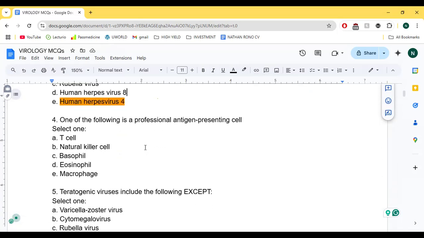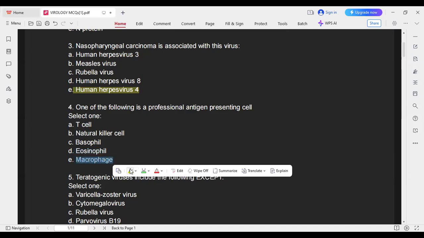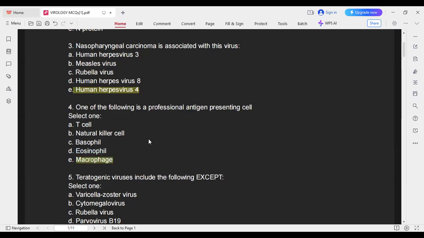Okay, number four. One of the following is a professional antigen presenting cell. Select one. Okay. I'm seeing the majority of you said E. So yes, E is correct. You've also done this in immunology. Okay, the professional antigen presenting cells.